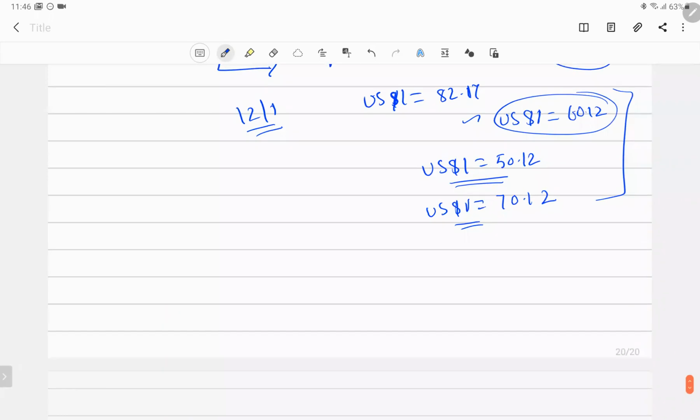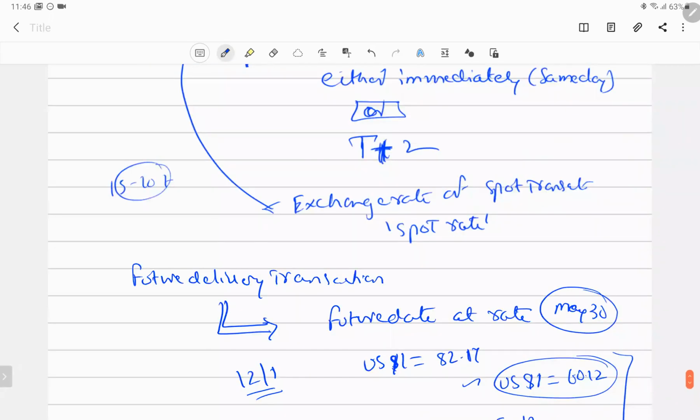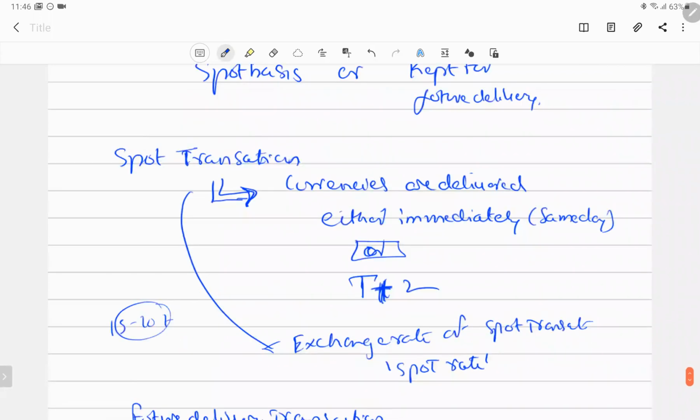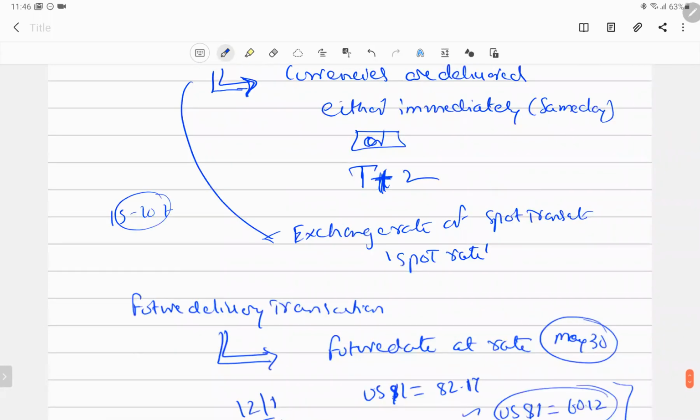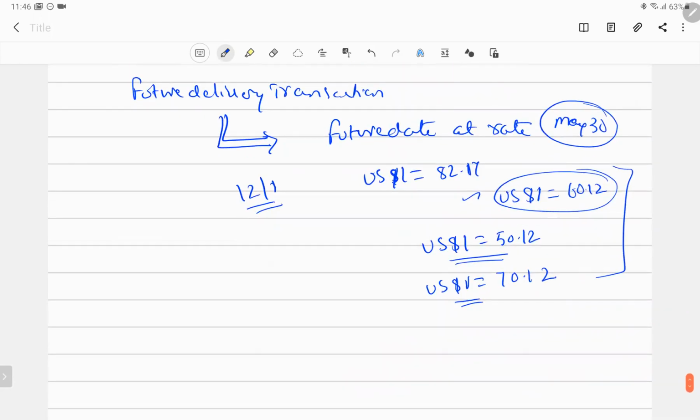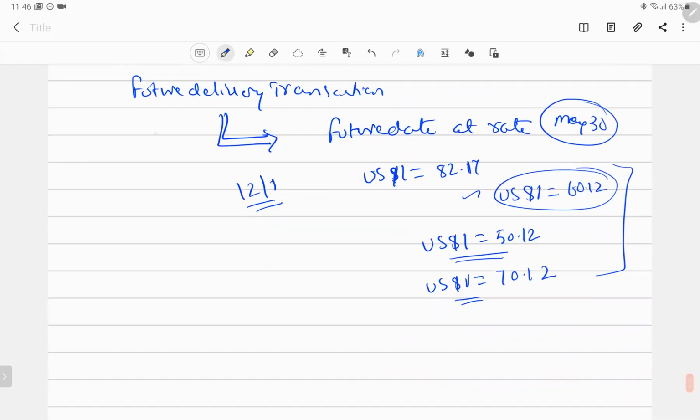Here we are more concerned with the spot. What is spot rate and what is forward rate? The exchange rate of a spot transaction is called spot rate, or I can say the exchange rate of a future delivery transaction is called your forward rate. Okay, the exchange rate of your future delivery transaction is called your forward rate.